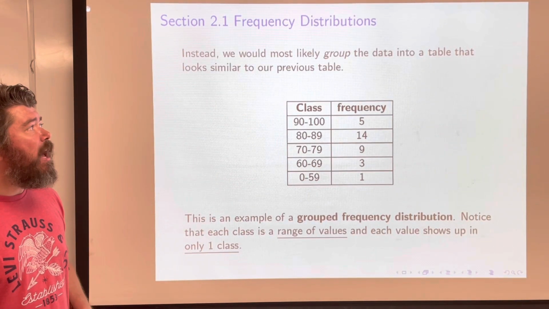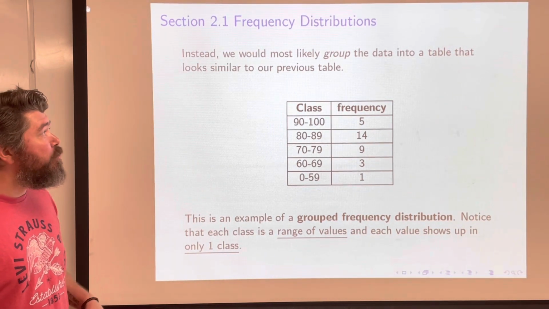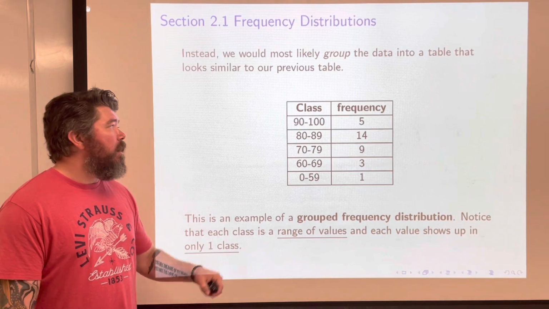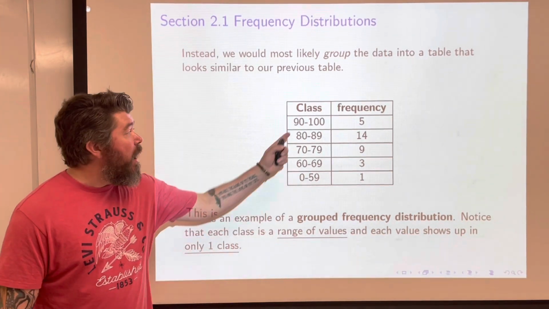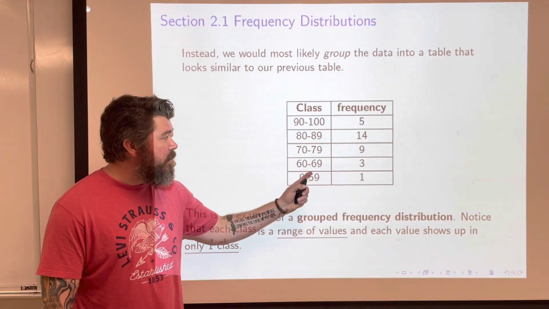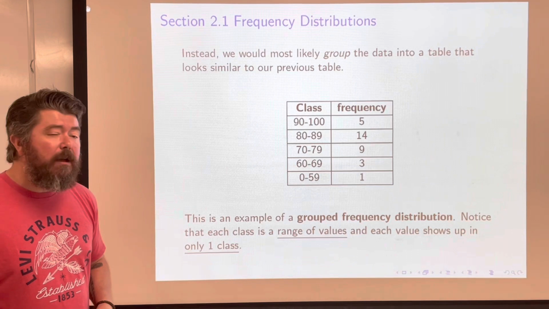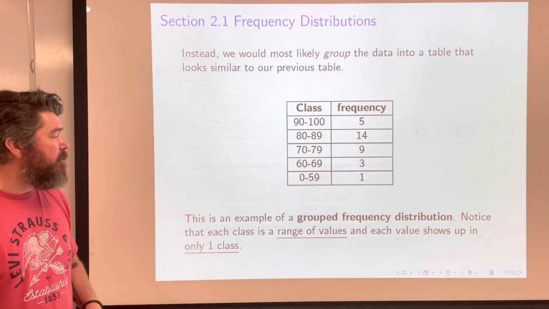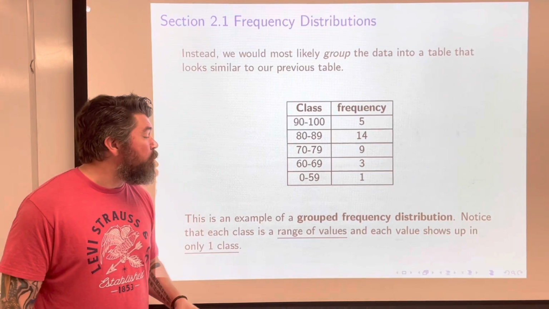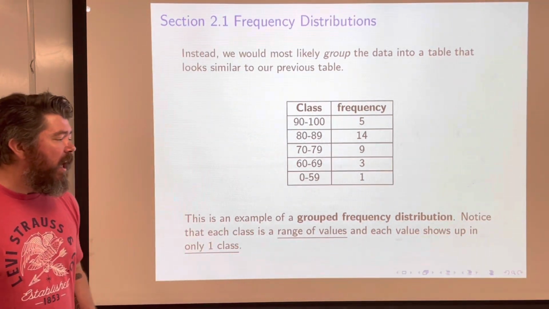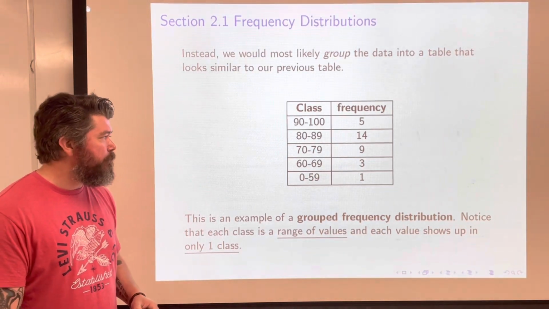Instead, we would most likely group the data into a table that looks similar to our previous table. Now, we can organize our A's, B's, C's, D's, and F's. This is an example of what we call a grouped frequency distribution. Notice that each class is a range of values, and each value shows up in only one class.